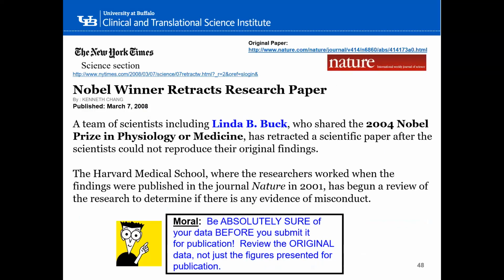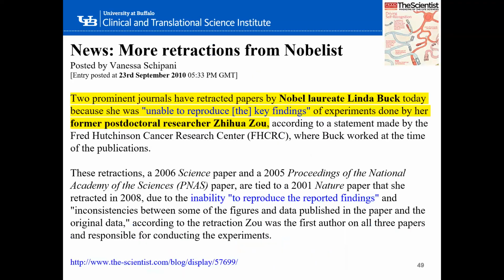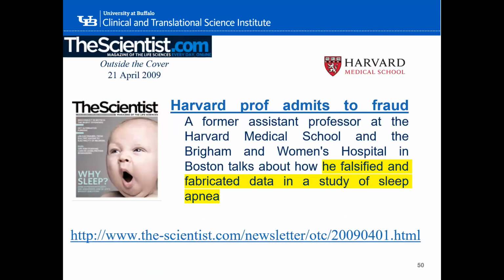Here's another example. Linda Buck received the Nobel Prize in 2004 in physiology or medicine. She had to retract scientific papers after scientists could not reproduce their original findings. And this is a repetitive motif, even as high up as people who have received the Nobel Prize. This is just another follow-up report on that particular instance.